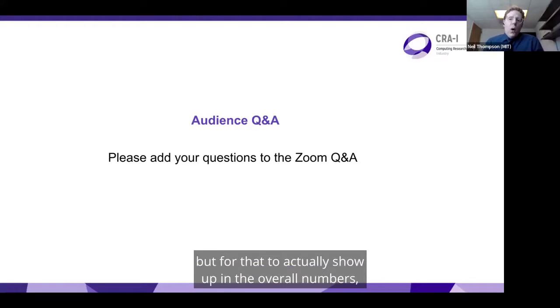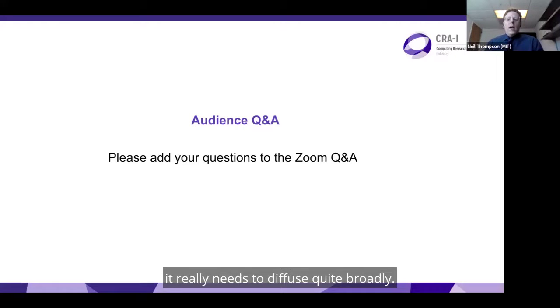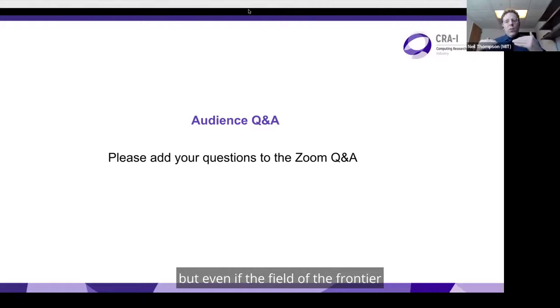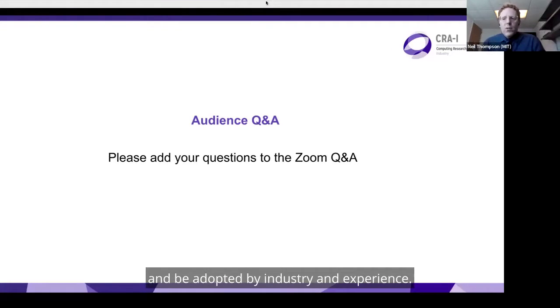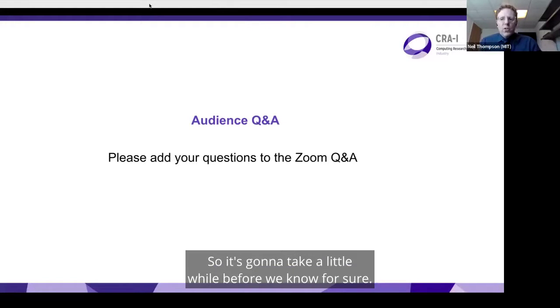But for that to actually show up in the overall numbers, it really needs to diffuse quite broadly. Of course, science takes a while, but even if the frontier of science improves quite quickly, it takes a while for that to diffuse out into society and be adopted by industry. So it's going to take a little while before we know for sure.